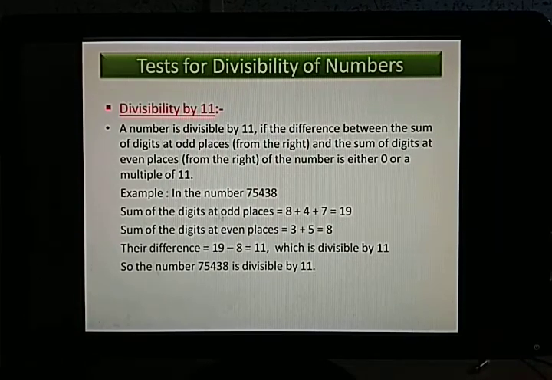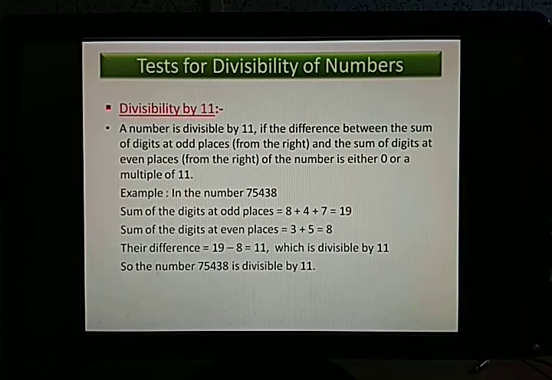So now we have to take the sum of the digits at the odd places. It is 8 plus 4 plus 7. That will give us 19. And what is left are the even places. So that is 3 and 5. So the sum of the digits at the even places will be 3 plus 5, 8. Now what we need to do is subtract. This is 19 minus 8. It means we have to subtract the sum of the digits at the even places from the sum of the digits at the odd places. So 19 minus 8 will give us 11. So obviously it is divisible by 11. So this whole number 75,438 is divisible by 11. Now in some cases, if this difference comes out to be 0 also, it is divisible by 11.